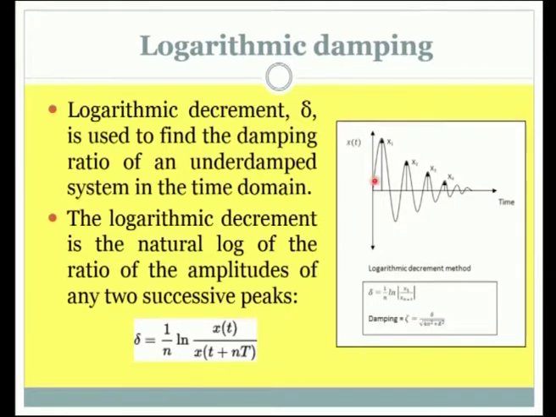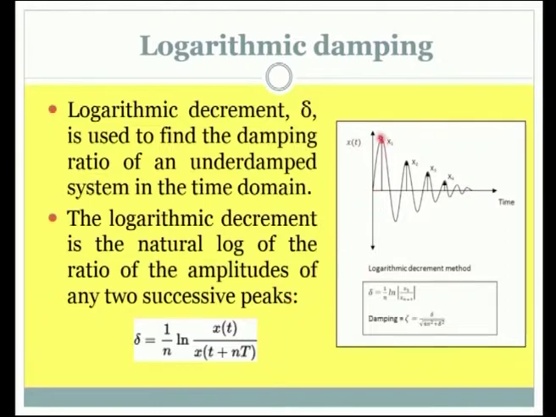This diagram typically shows how the oscillation is happening with respect to the time domain. We take time on the x axis and the decrease in the amplitude of oscillation is marked, and this decrease is happening in the logarithmic way. So, there is a method by which we find the logarithmic decrement. The logarithmic decrement is the natural log of the ratio of the amplitudes of two successive peaks.